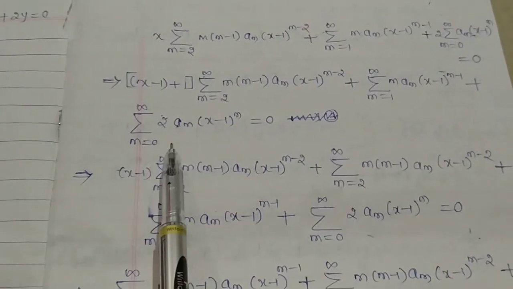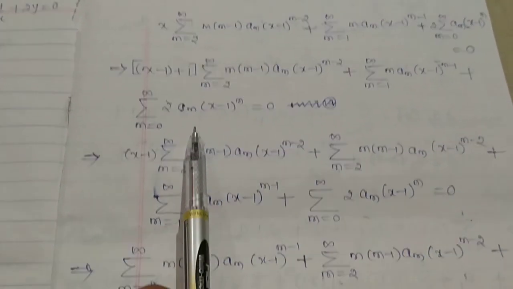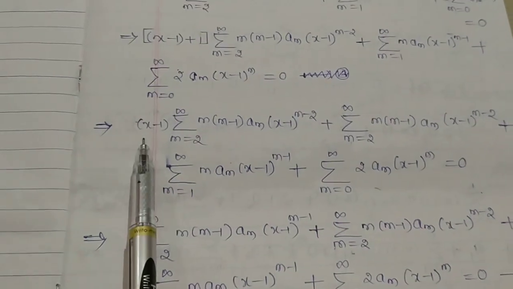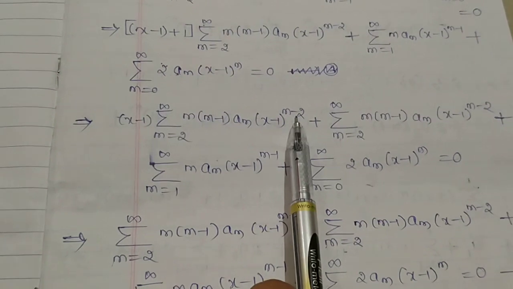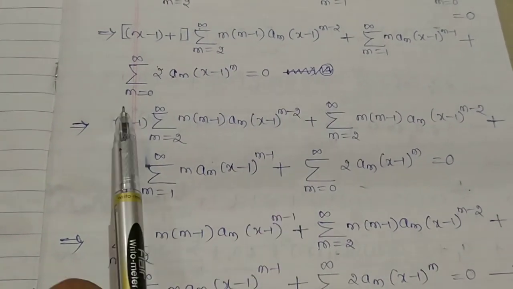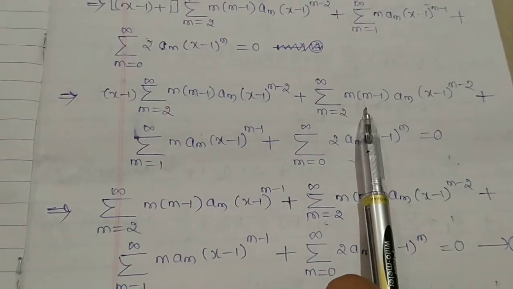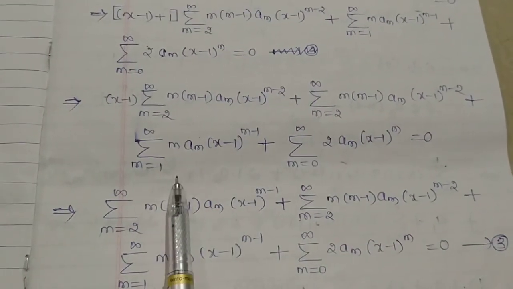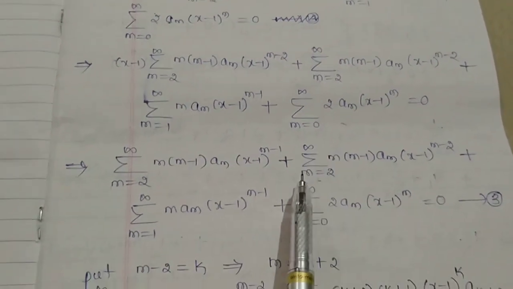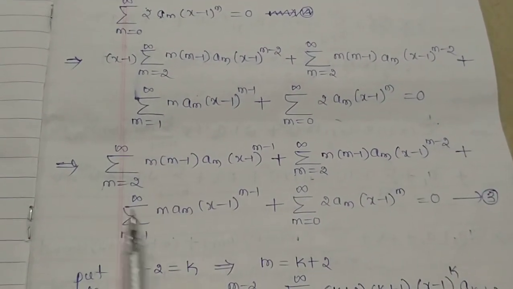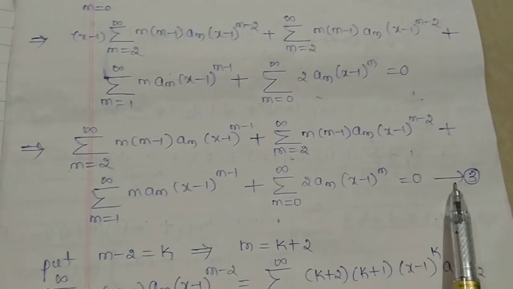Again, these two terms I will keep as they are. Now after equating the powers, that is (x − 1) to the power 1, (x − 1) to the power m − 2, I will get m − 2 + 1, which will be m − 1. This will remain as it is, this is also as it is, and I will keep this also as it is. I will call this simplified equation my equation number 3.